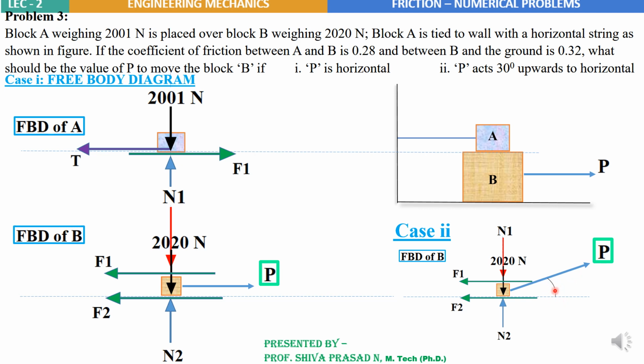So that is the free body diagram. It is the same as the FBD of B when P is horizontal, but the only change is this P is inclined at 30 degrees. So you can ask me, what about the free body diagram for block A for the second case? The answer is it is the same, no change. Only P is inclined at 30 degrees here, no change with respect to block A. So let's solve case 1 here.